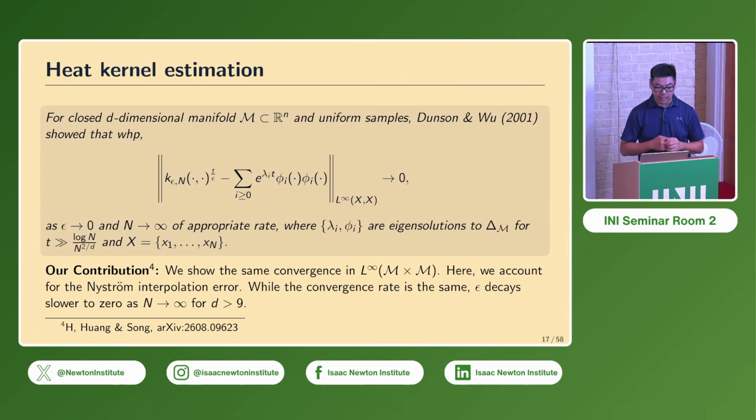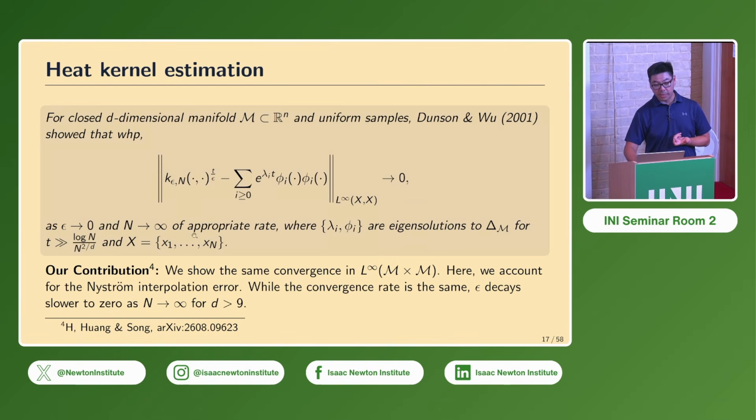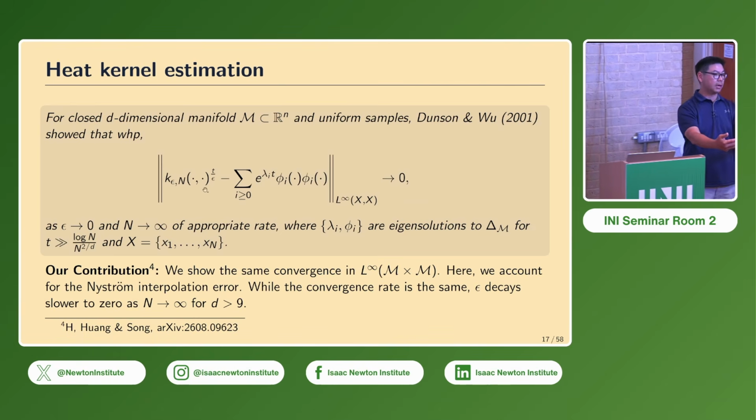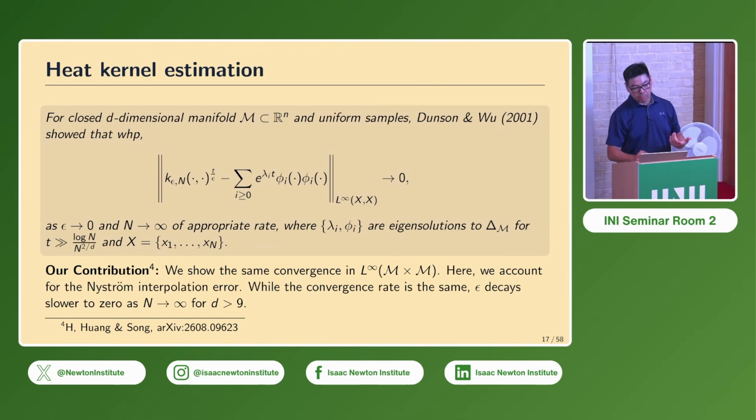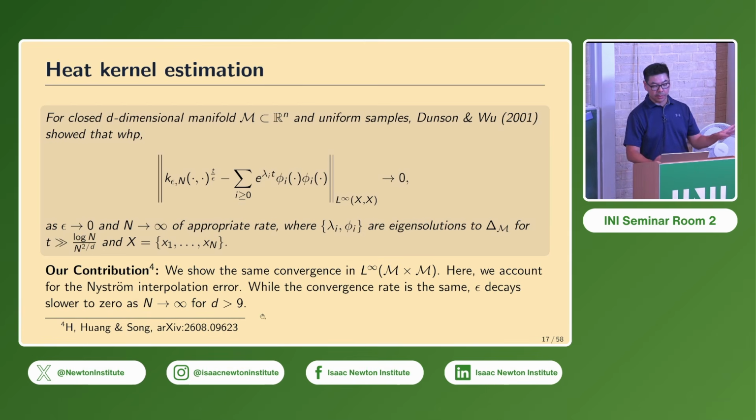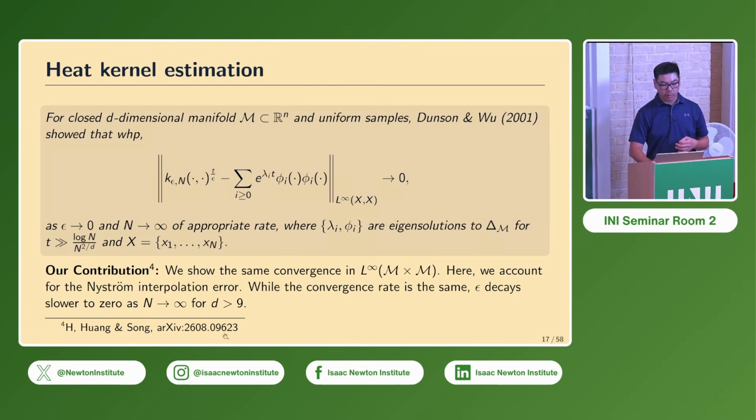Recently, I finished a paper about a week or two ago. We show the same convergence rate, but in L infinity over the manifold. To give you a feel of what's going on, we also account for strong interpolations of this kernel for all the other points that are not in the training data. The convergence rate is the same, but the choice of epsilon has to decay more slowly, due to the need to interpolate. There are all the details in this paper. Basically, we get the same convergence to the heat kernel.